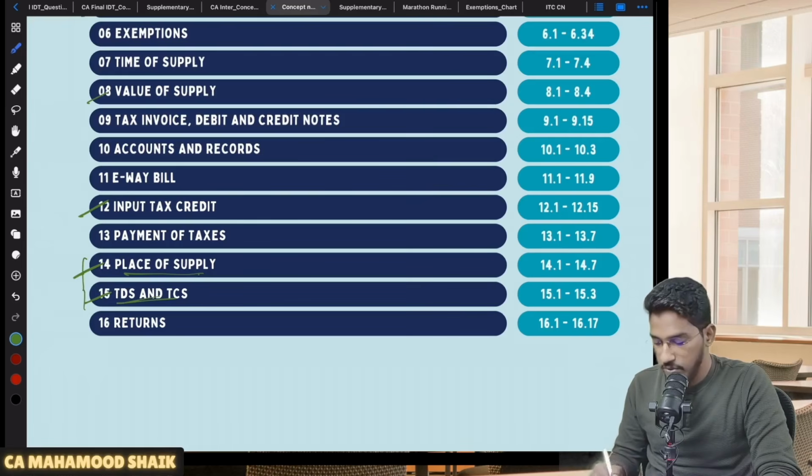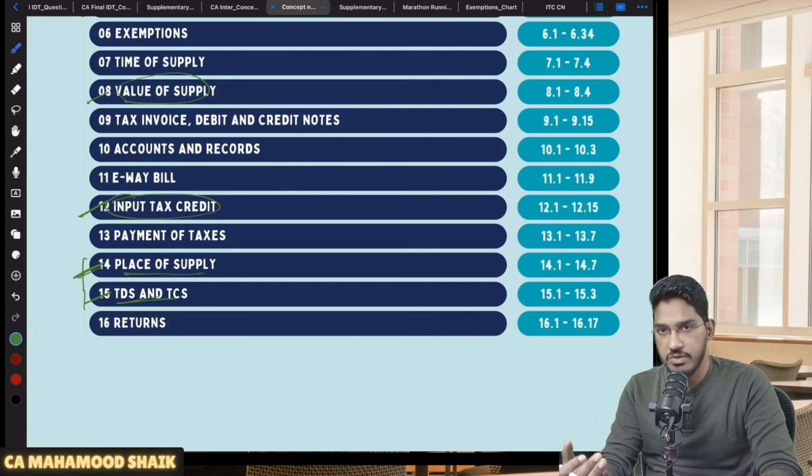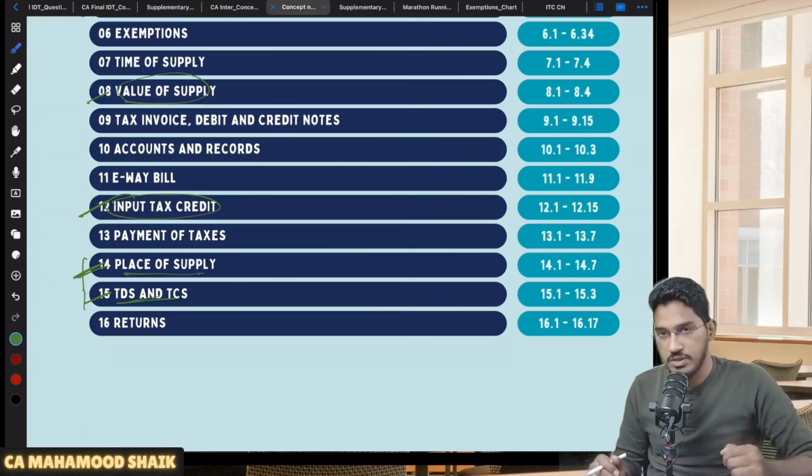Place of supply is very important. Why? Because, as I have told, there are some chapters without which there will not be a question paper. One such chapter is value of supply, one such chapter is input tax credit. On the same lines, one more important chapter, without which there will not be a question paper, is place of supply.